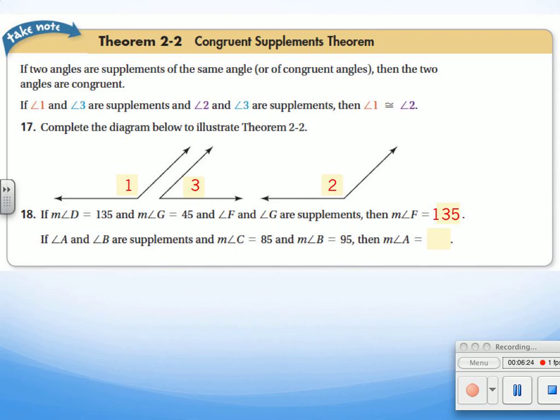If angle A and angle B are supplements, and the measure of angle C is 85, and the measure of angle B is 95, then the measure of angle A is 85.